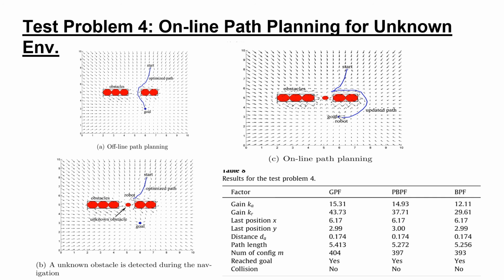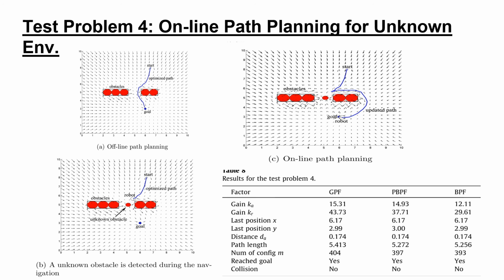In GPF, this method can find optimal paths avoiding collisions. The path length is comparatively as good as the other two, PBPF and BPF. Though it requires more configuration positions than the other methods, it is slower, as can be seen in the following table. PBPF is almost the same as GPF, but it requires fewer Q positions, and it is practically as fast as the bacterial potential field.